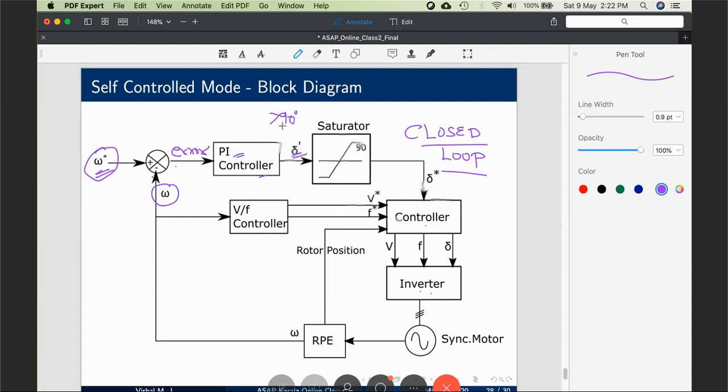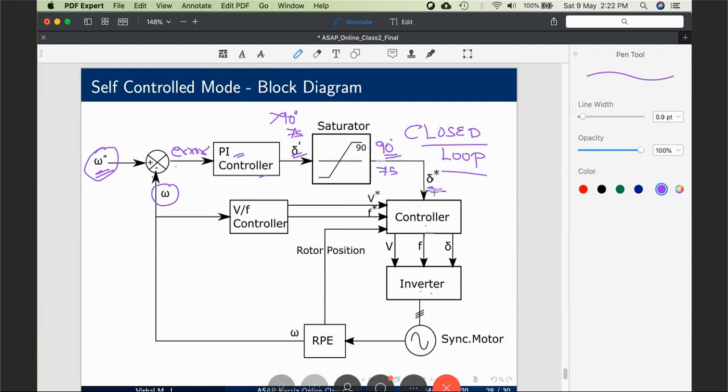If the input is more than 90, the output will be 90 only. If the input is less than 90, then it is as it is. For example, if it is 75 degree, 75 will come here. If it is 100 degree here, only 90 will come here, like that. So delta is limited to 90 degree, and that comes as your delta reference.